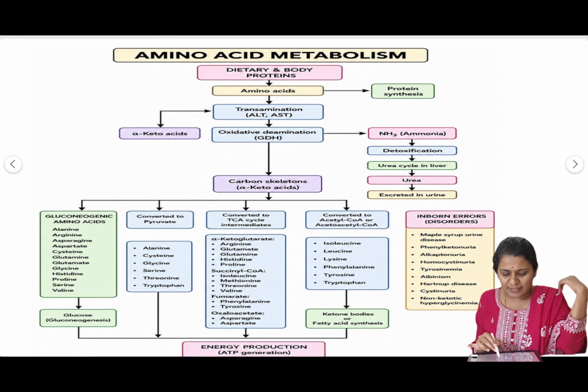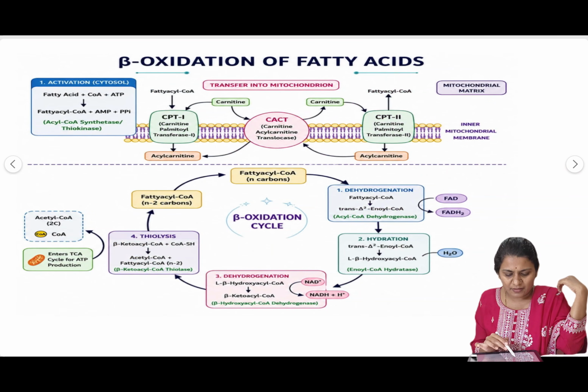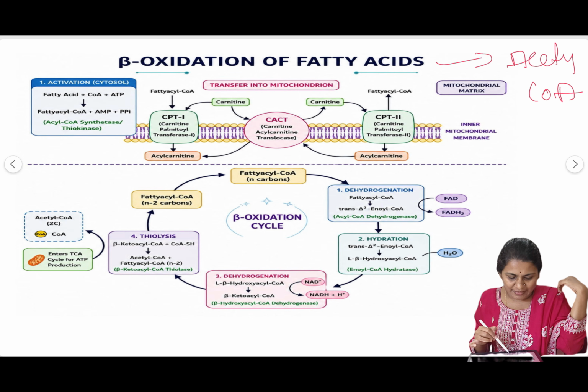Next is amino acid metabolism. I have already discussed this, and this is the same thing where you can know what all things are converted into what. Next, this is the last one, beta oxidation of fatty acids. We all know that beta oxidation of fatty acid is going to produce acetyl CoA. So this is the metabolism of fatty acid.